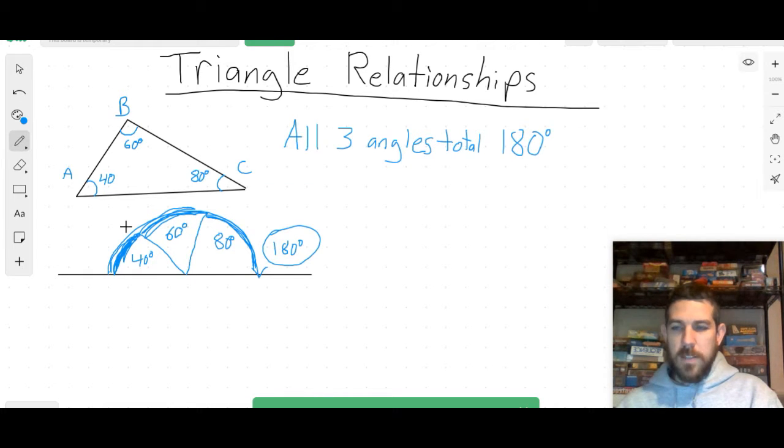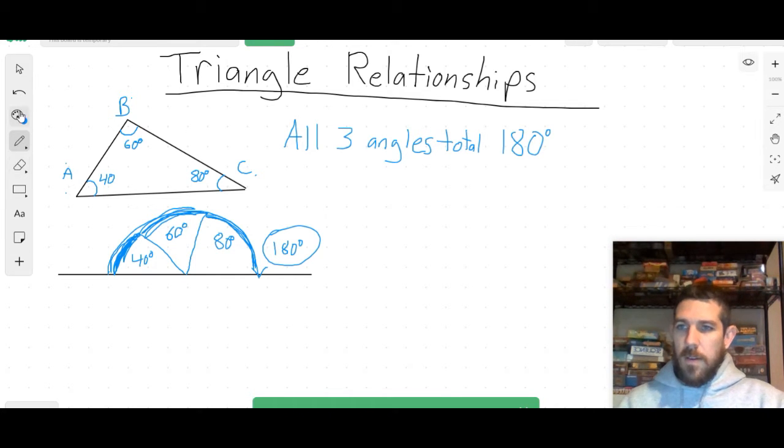They bring you back to where you began. You started at angle A, then angle B, and angle C, and then you end up back at angle A. So it's a full 180. And that's a fact of triangles. All triangles, the three angles must total 180, period.